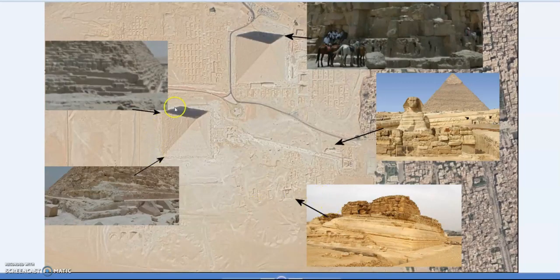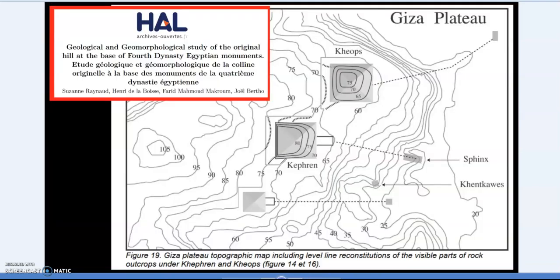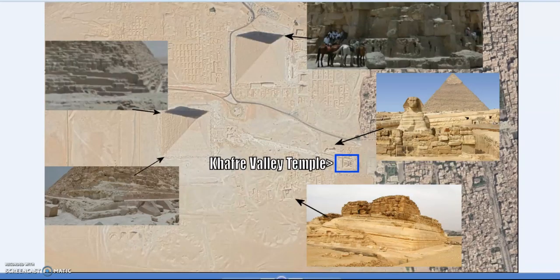So the entire complex. Now we'll get to Menkaure, but the Khafre, the Great Pyramid, Causeways, and the Sphinx are natural structures, as has been shown with this paper here. Again, this will be linked in the description. And then we have the Khafre Valley Temple, and I'll do that in future episodes.